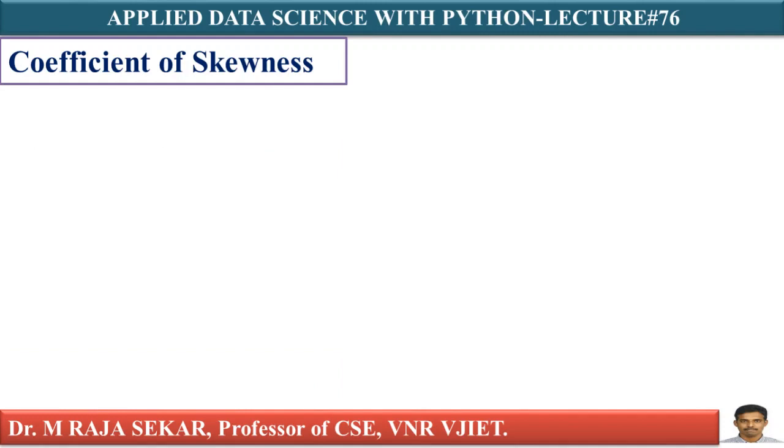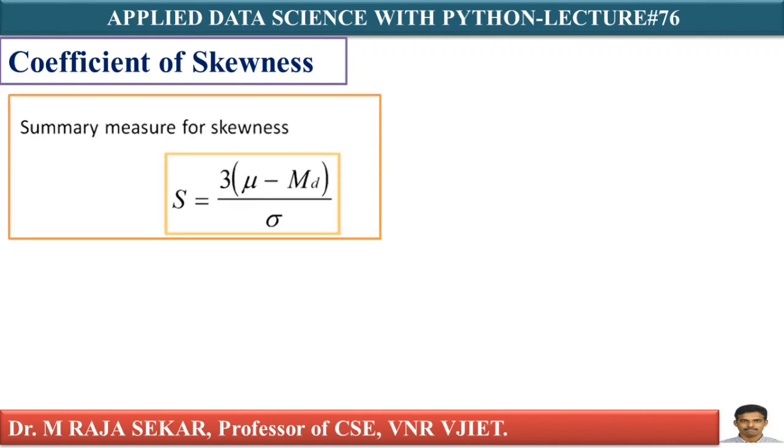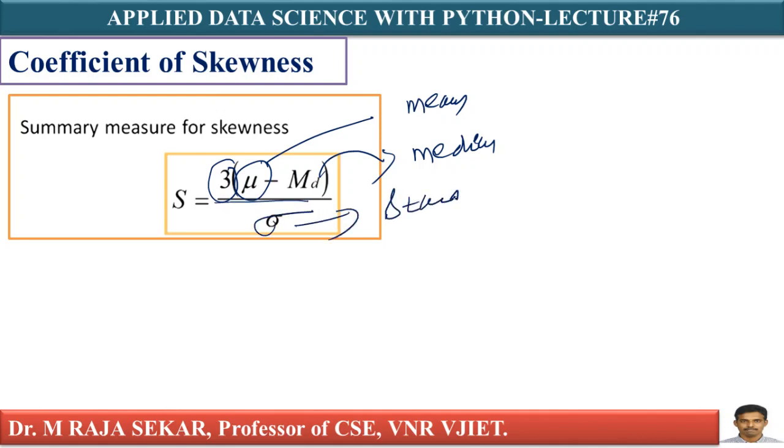Coefficient of skewness is one of the most important concepts in understanding skewness of a distribution. When can I use this? I can calculate coefficient of skewness like this. It is calculated by multiplying the difference between mean and median by 3. This mu is known as mean, and this MD is known as median. The result must be divided by sigma, where sigma is known as standard deviation.